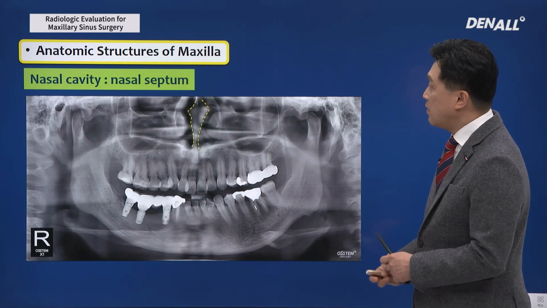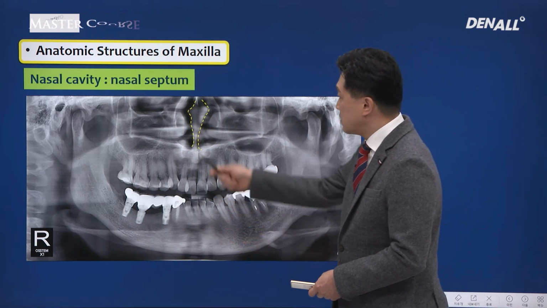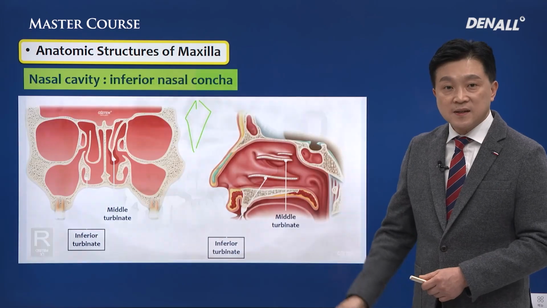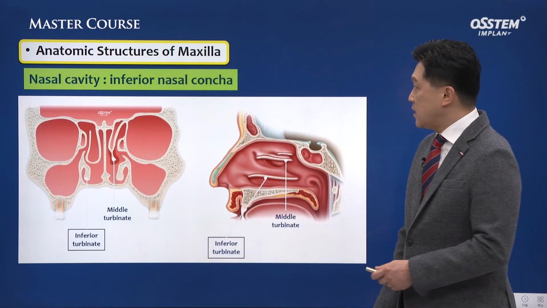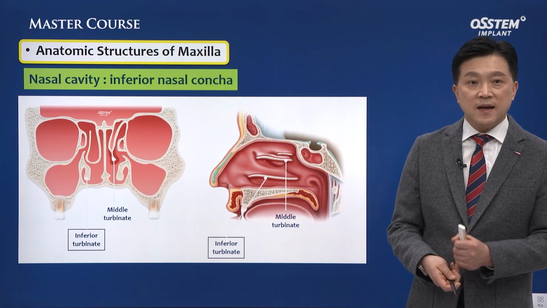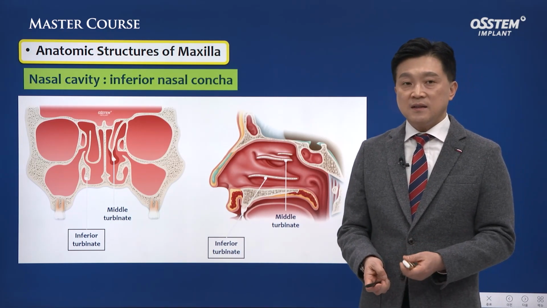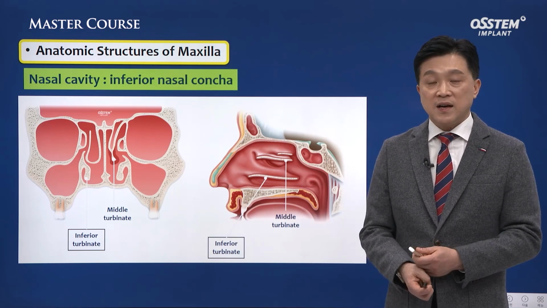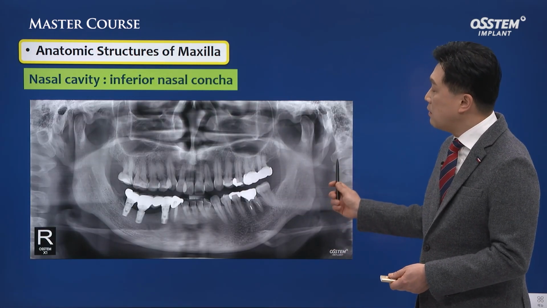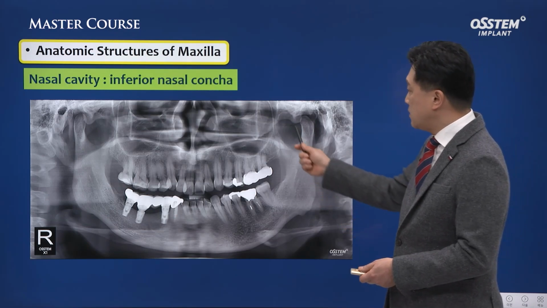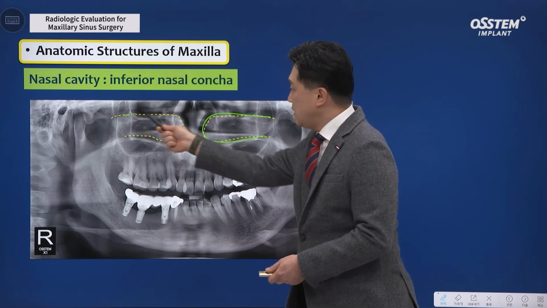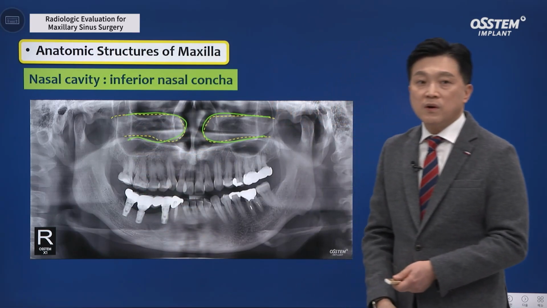As shown on the panoramic image, you can see the nasal septum in a diamond shape. The inferior nasal concha needs to be detected as well. It does not really have an actual clinical meaning, but there can be superimposition with a sinus, so we need to be aware of it. On this radiographic image, the inferior nasal concha is shown here. This is huge. This is the inferior nasal concha.